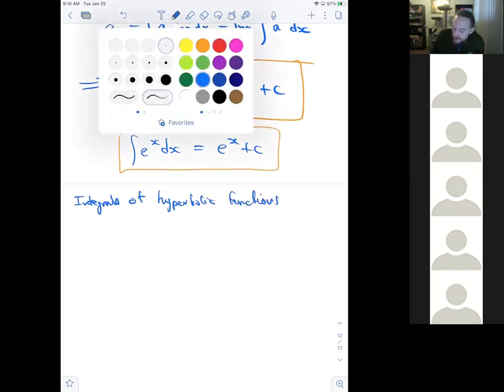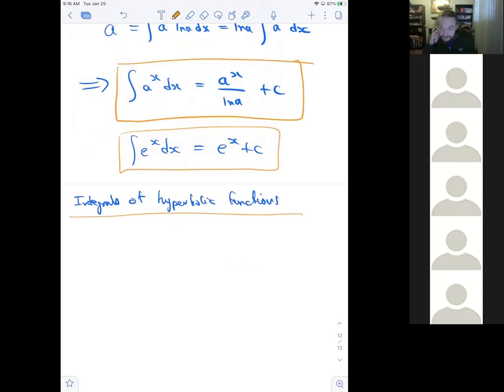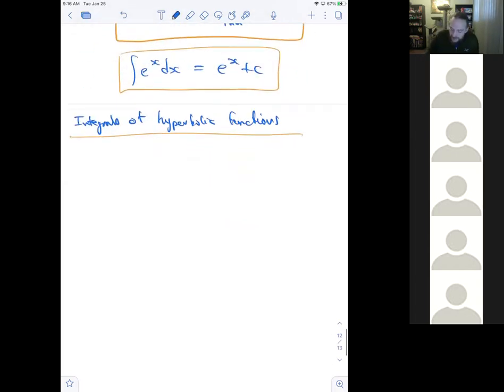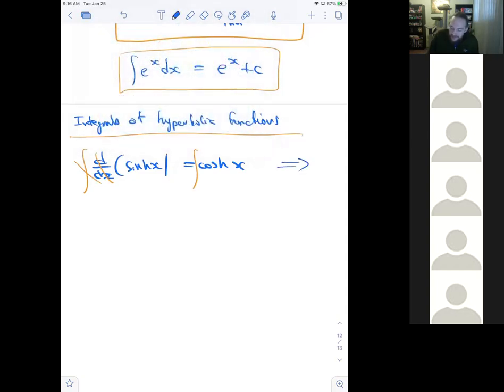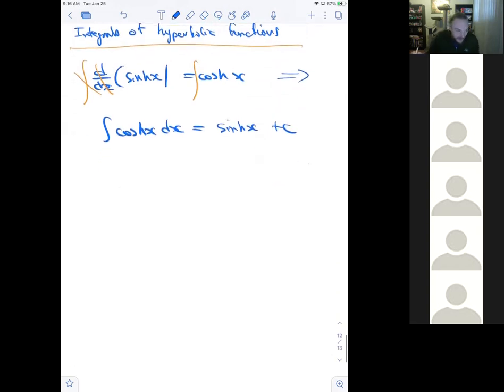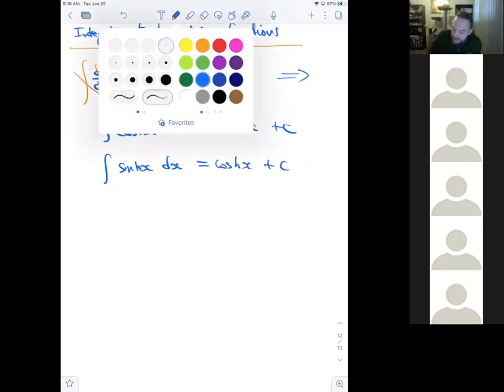And then we'll start their inverses. So again, because the derivative with respect to x of sinh x is cosh x, we can integrate both sides. We can cancel, and we see that immediately the integral of cosh x dx is equal to sinh x plus c, and the integral of sinh x dx is equal to cosh x plus c.